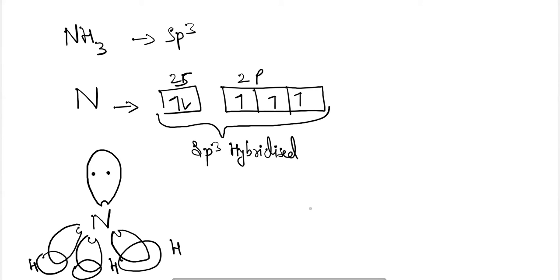So the structure for ammonia will be something like this, with one lone pair at the top. Okay, and the bond angle here is 107 degrees. So this is the structure for ammonia, which is also sp3 hybridized.